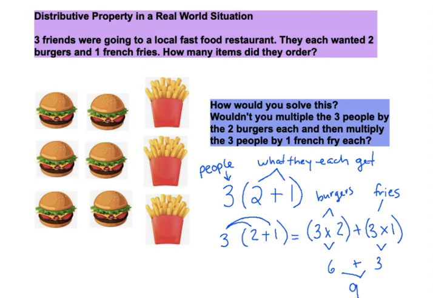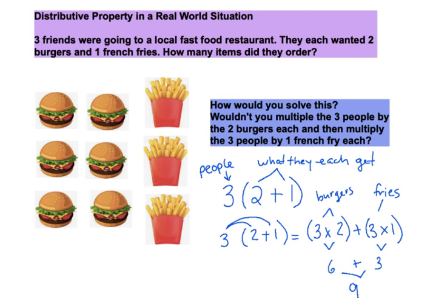Also, giving them a real life situation might also be useful to help them understand how the distributive property works. Let's take a look at this slide a little bit more. It says here 3 friends were going to a local fast food restaurant. They each wanted 2 burgers and 1 french fry. How many items did they order? So you would ask students, well, how would you solve this?